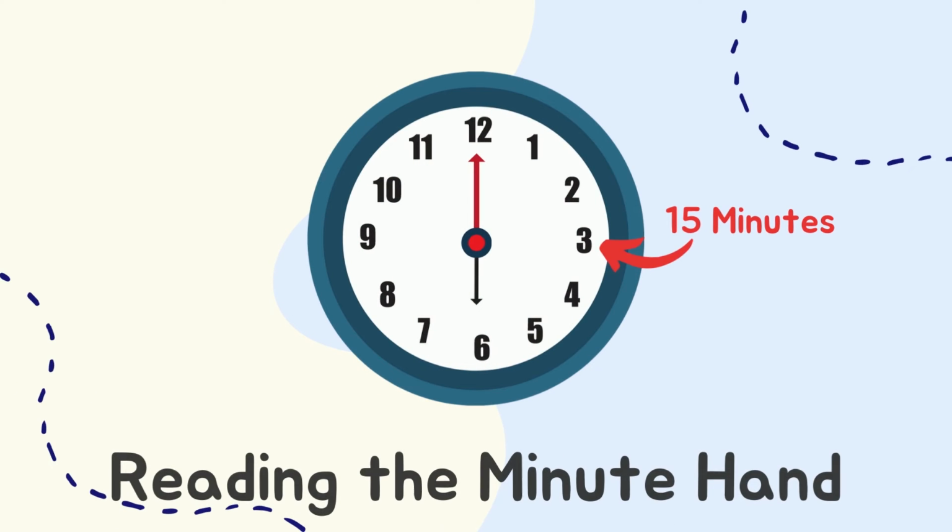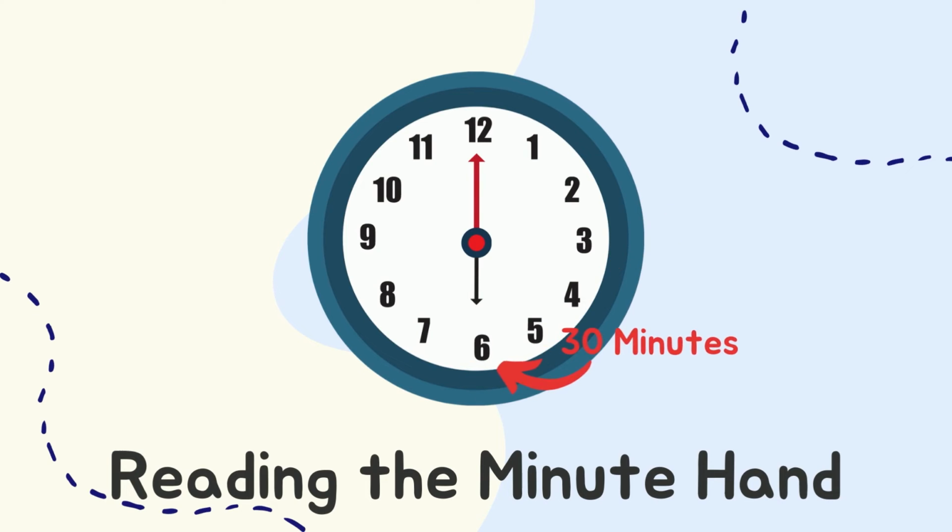Reading the minute hand. As you recall, an hour is made out of 60 minutes. We can use the markings on the clock to read the minutes as well. When the minute hand is at the number 3 on the clock, it means that 15 minutes have passed. When the minute hand is at number 6 on the clock, it means that 30 minutes have passed. When the minute hand is on number 9 on the clock, it means that 45 minutes have passed. When the minute hand is at the number 12 on the clock, it means that 60 minutes have passed and the hour is complete, and the new one is about to start.